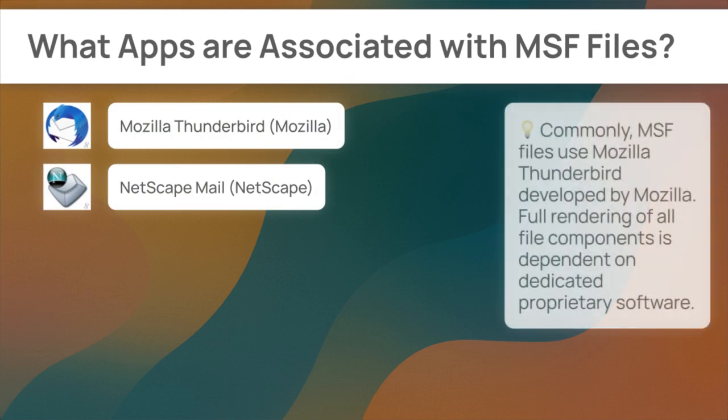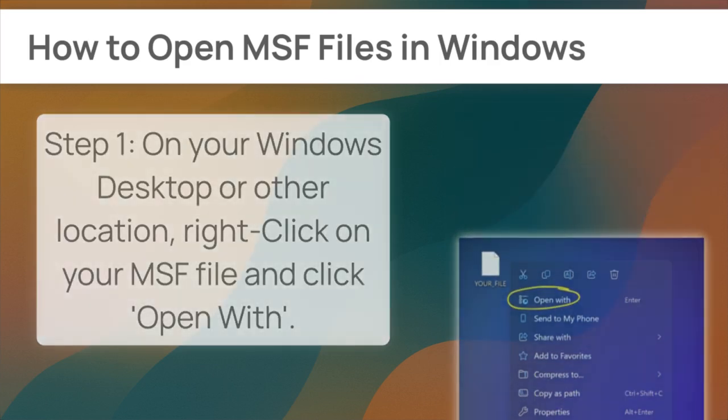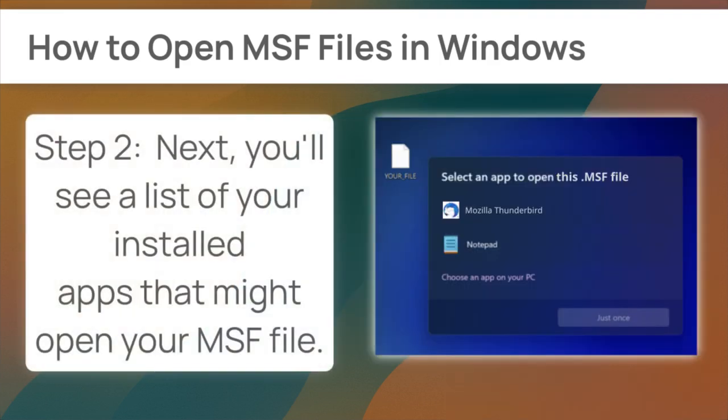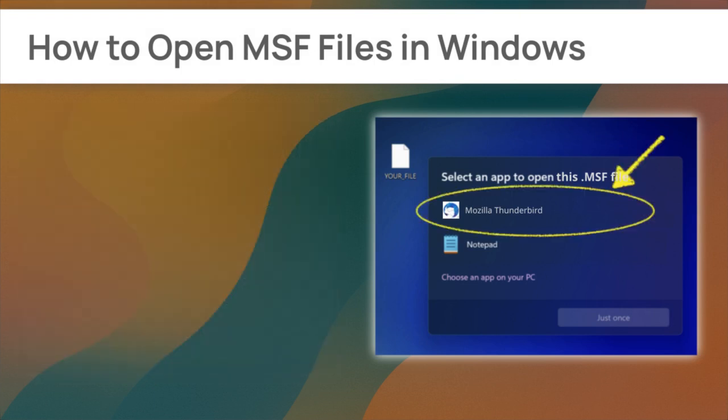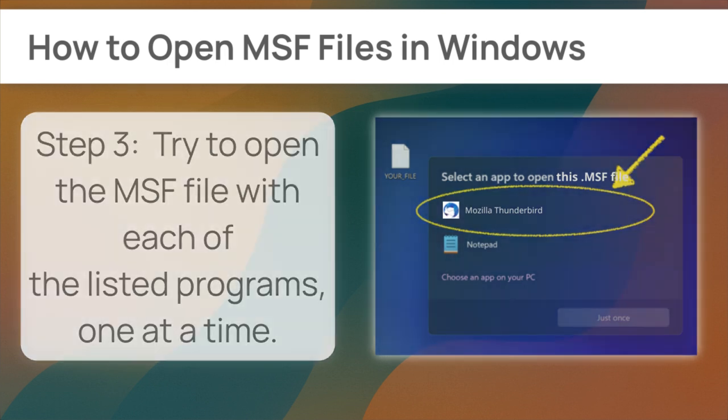Windows cannot validate changes to the file structure, demanding dedicated software for integrity. Windows may preview high-level details, but full interpretation requires appropriate data processing tools. We are performing a foundational software check. Right-click your MSF file and choose Open With. Test with Mozilla Thunderbird first. If it's missing, select another program. It's often a simple software fix.